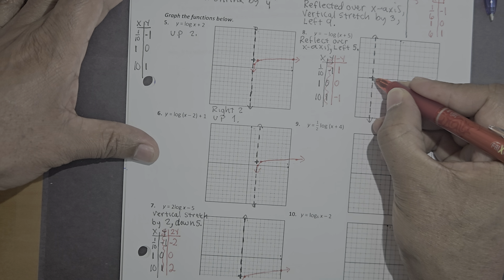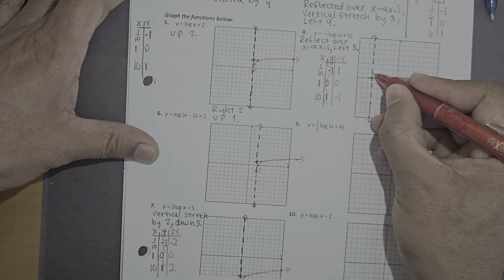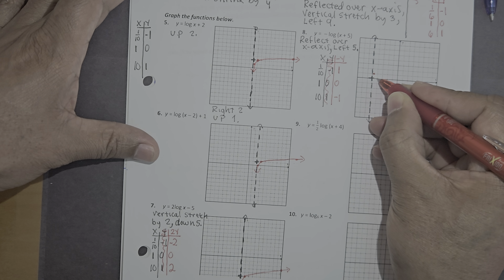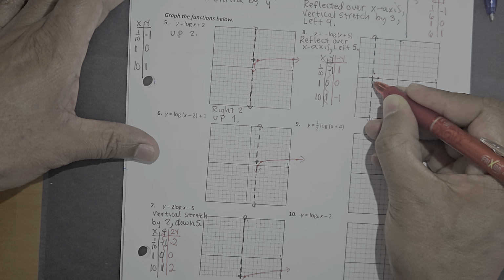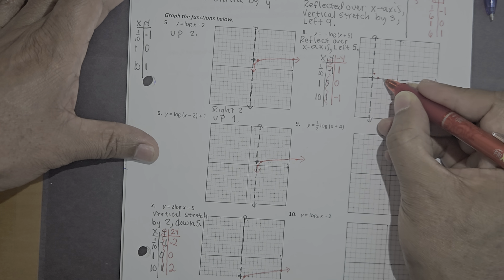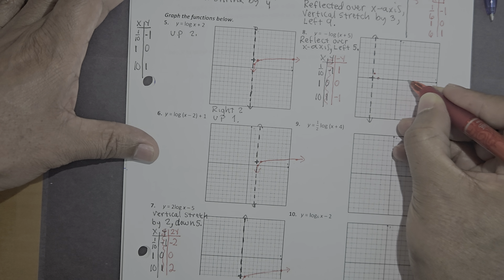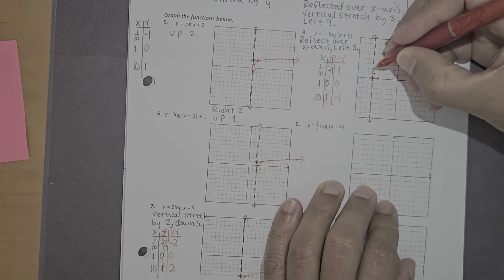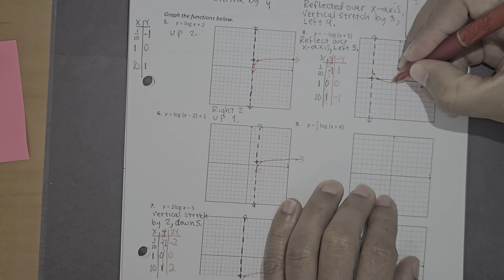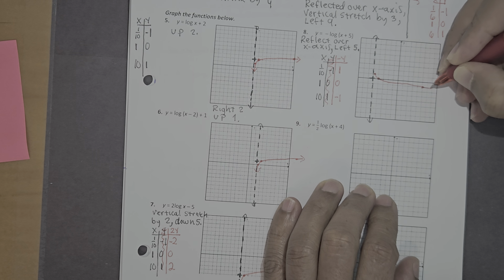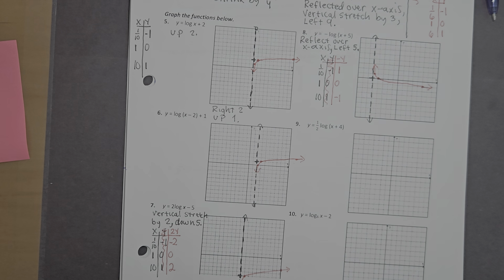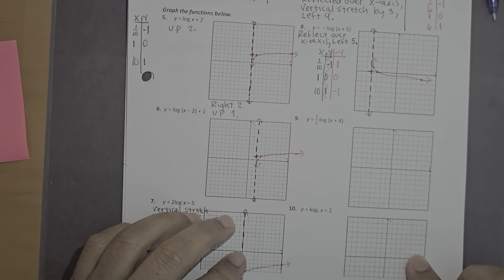So from this point, if I go right 1/10, now I'm going up 1. If I go right 1, no up or down for y. If I go right 10, so this is 1, 2, 3, 4, 5, 6, 7, 8, 9, 10, down 1. Then connect the points. And this is the graph of example number 8. Go on to number 9.